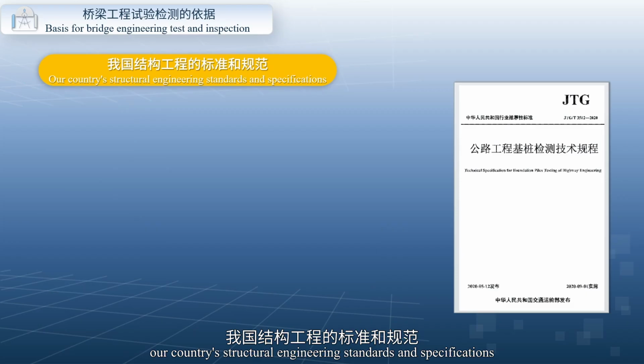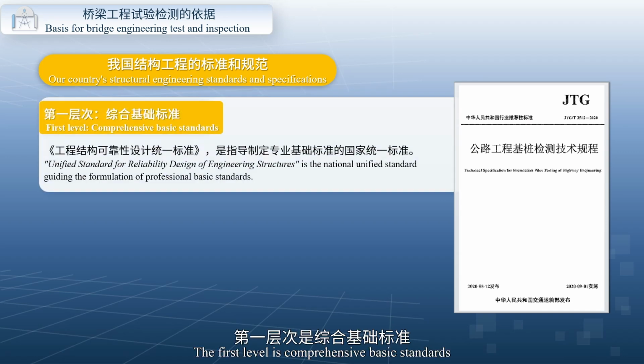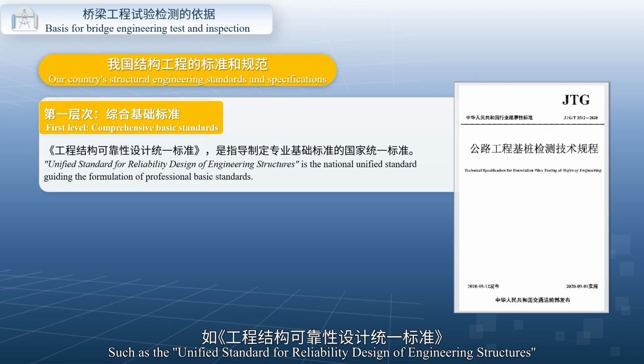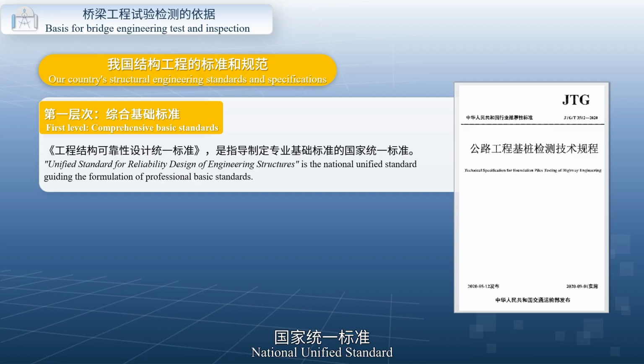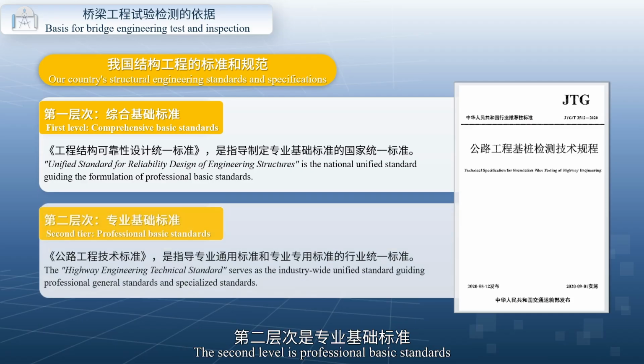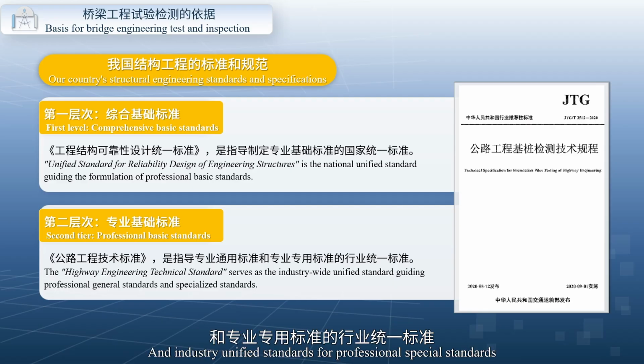Our country's structural engineering standards and specifications can be divided into 4 levels. The first level is comprehensive basic standards, such as the Unified Standard for Reliability Design of Engineering Structures, which guides the formulation of professional basic standards. The second level is professional basic standards, such as the Technical Standards for Highway Engineering, which guide professional general standards and the Industry Unified Standards for professional special standards.